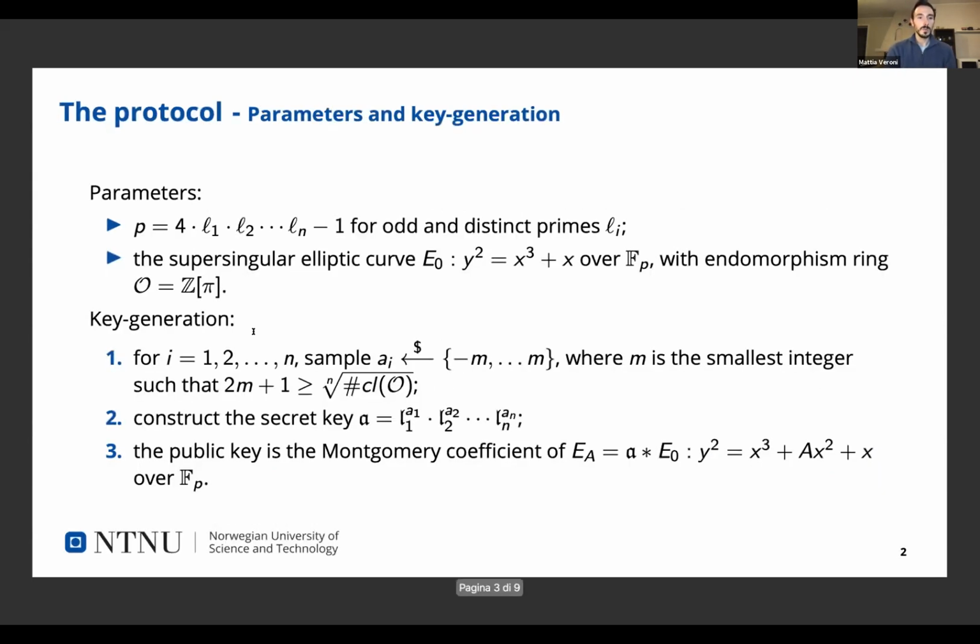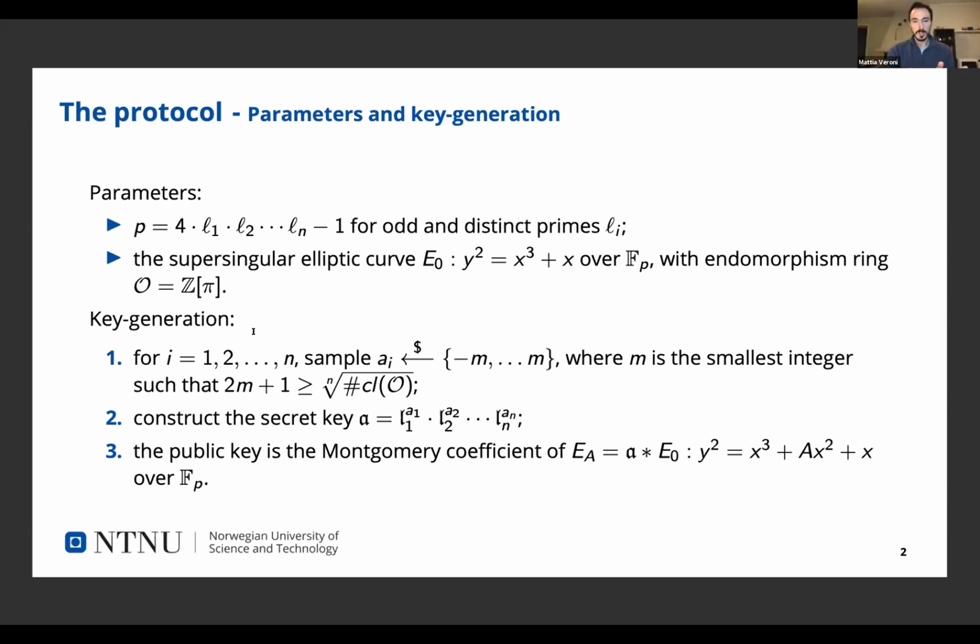So for those of you who are familiar with SeaSide, these things are well known. These are the parameters that are used in SeaSide 512 for our protocol, so exactly the same. We have 74 small primes that are used to build this prime p, which is roughly 512 bits long. And then we start from an elliptic curve E0, which is fixed for everyone and is defined by the equation y squared equals x cubed plus x over Fp.